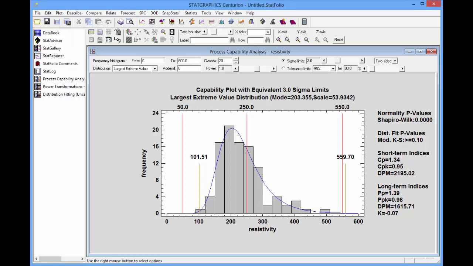In terms of judging whether the largest extreme value distribution adequately models the data, the Shapiro-Wilk statistic is no longer relevant. That's simply a normality test. However, the modified Kolmogorov-Smirnov test is now testing the assumption that the data come from a largest extreme value distribution. The p-value is greater or equal to 0.1, so the fit is, again, acceptable.